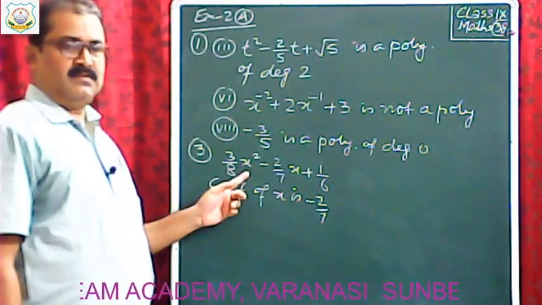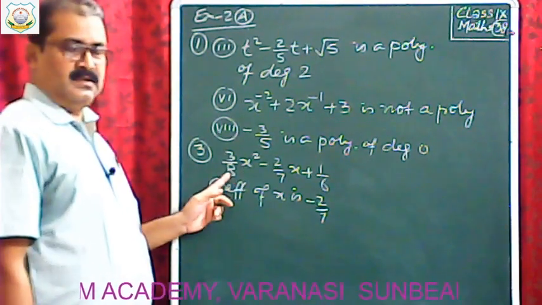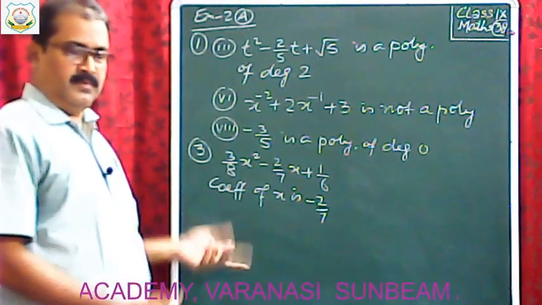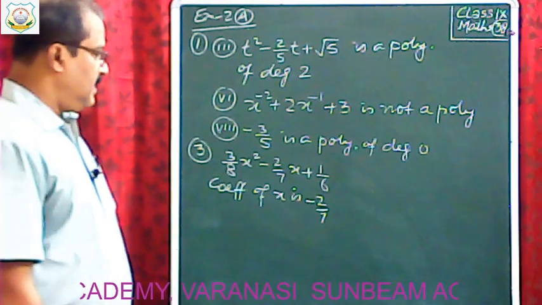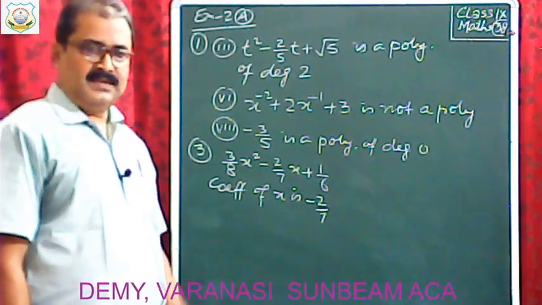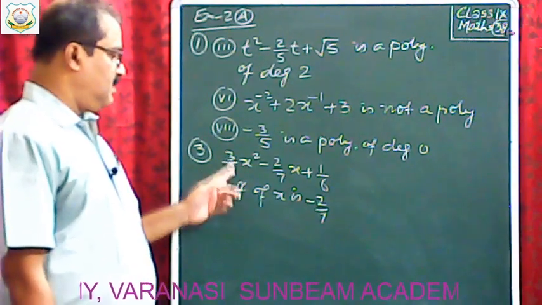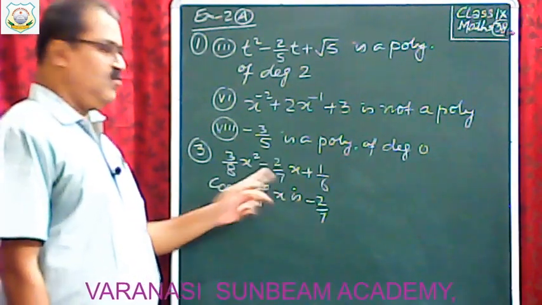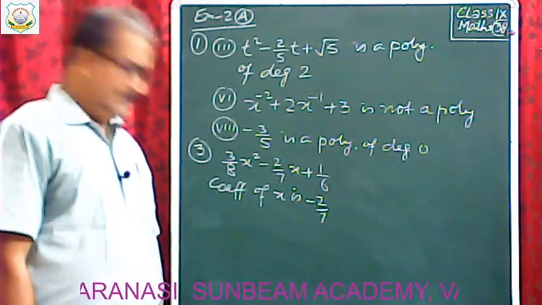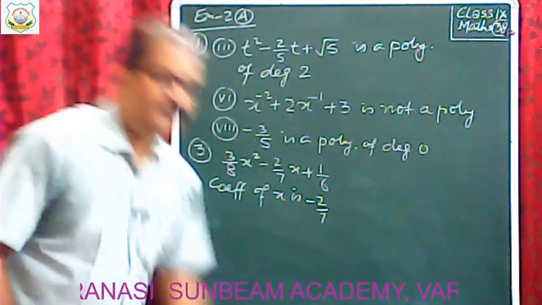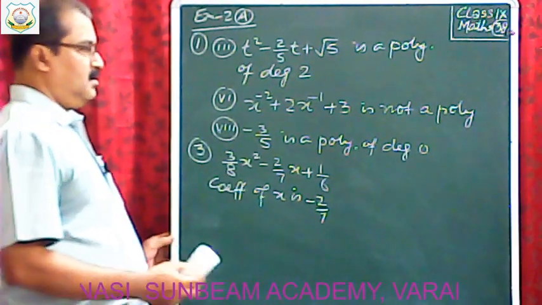Coefficient of x square is what? 3 by 8. If the sign is positive, then you write it with the same sign. If negative, then you write it with the same sign. Clear? The coefficient of x square is 3 by 8. Coefficient of x is minus 2 by 7. Clear? In this way, you have to write the coefficient of the term.